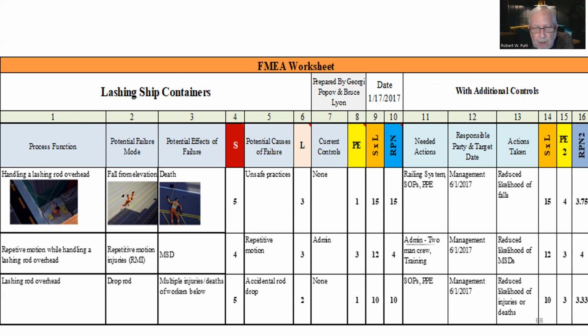So you can see what they did on the next one, repetitive motion while handling a lashing rod overhead. This is a repetitive motion injury. And the risk prevention number was 4. 3 times 4 is 12. Well, they got these columns a little bit wacky. Then they took the 12 and divided by the prevention effectiveness of 3 and got a 4. So they took this RPN that didn't change, from 10 down to 3.33 by changing the prevention effectiveness number. That's all they did on that one.